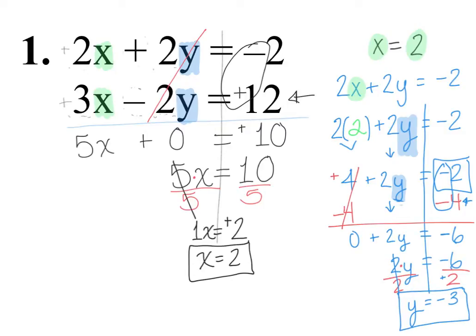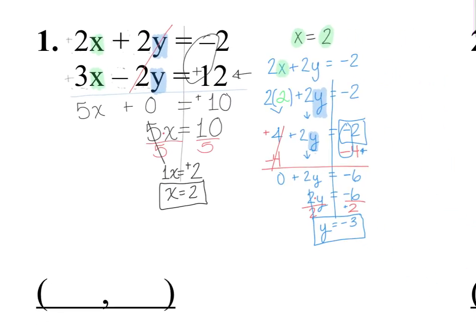Alright, now that I have my x and my y, here's my x, here's my y. We go ahead and put that in each spot, x, comma, y. It's always x, comma, y. So that's going to be 2, comma, negative 3. So at the point (2, -3) is where these two lines will cross.